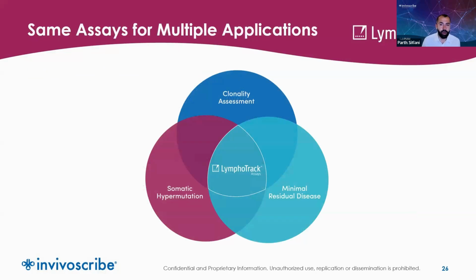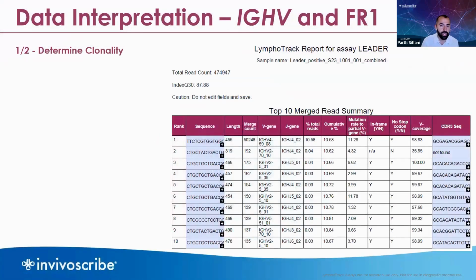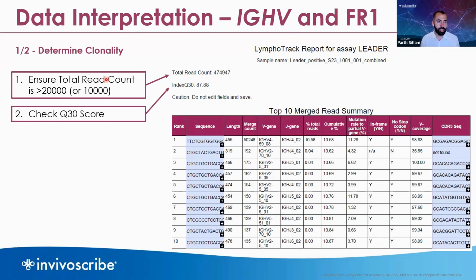Now, the LymphoTrack assays are traditionally designed for clonality assessment. We will talk about somatic hypermutation as well as residual disease testing shortly, but how is that data interpretation done for clonality detection? The first thing to do is to make sure that you have enough reads. We usually suggest about 20,000 reads per sample, or at least per target, for clonality detection. We also want to check that our sequencing quality is good enough to have reliable results.